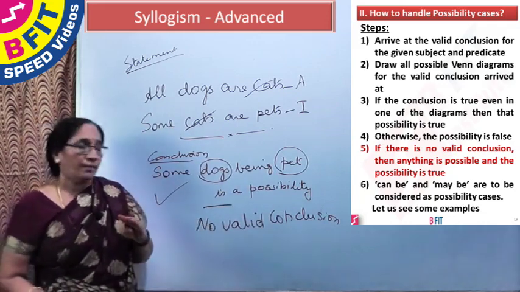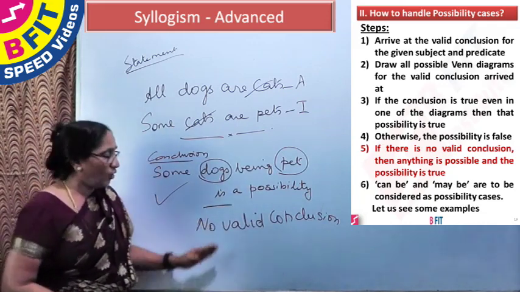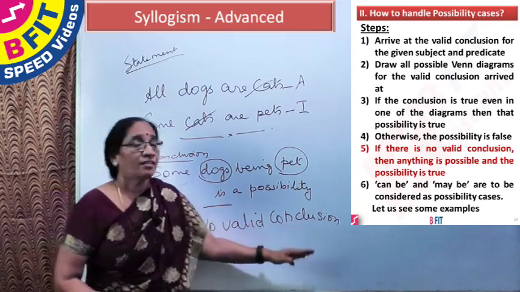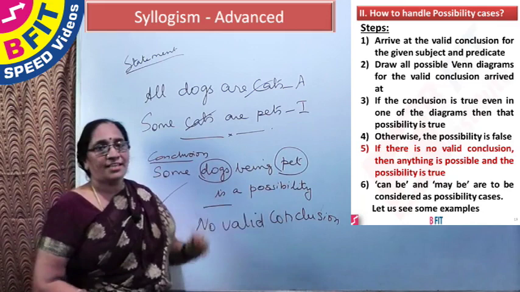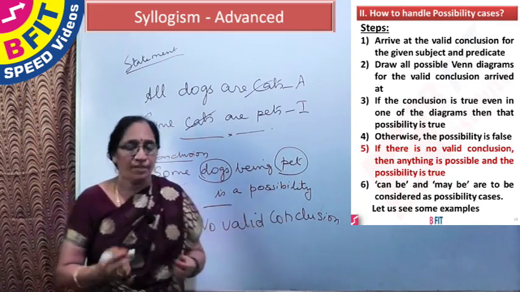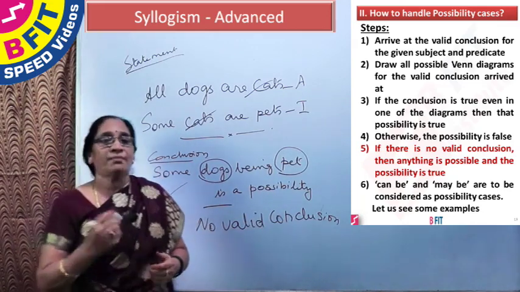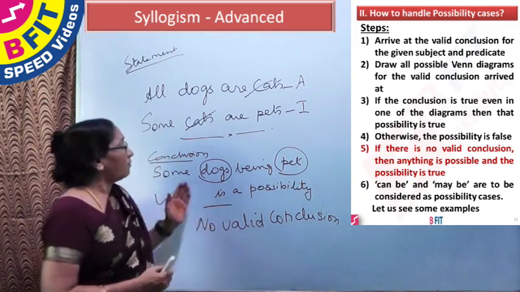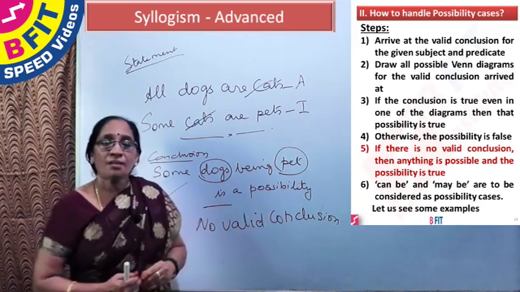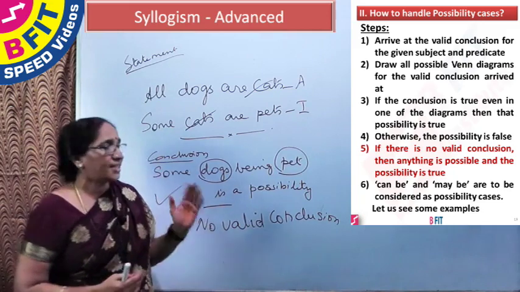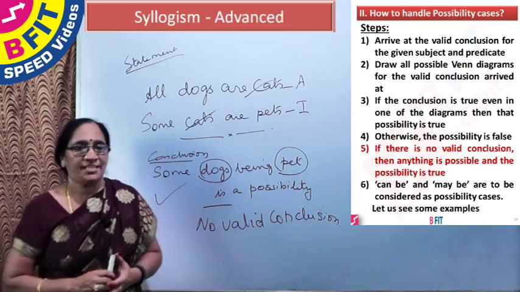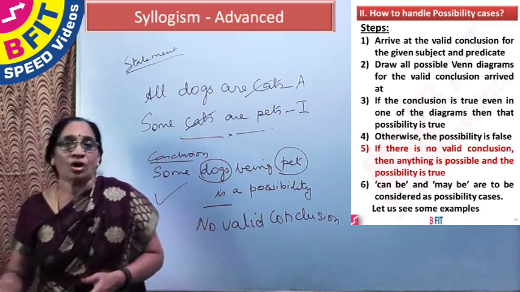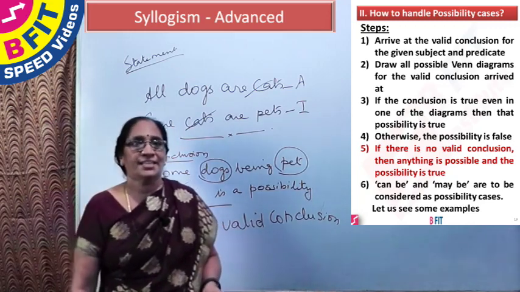So we'll have to very carefully remember that when no valid conclusion is our answer, then anything is possible. The possibility case will be true in this case. And similarly, instead of possibility, they can use can be. They can say that some dogs can be pets. Some dogs may be pets. All these can be's and may be's ought to be considered as possibility cases. And let us see how to draw the diagrams for the possibility cases.